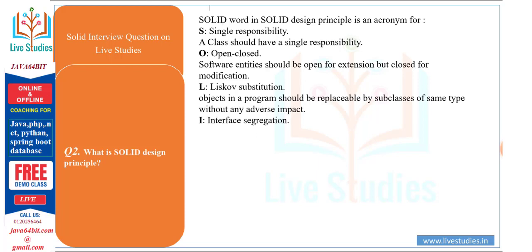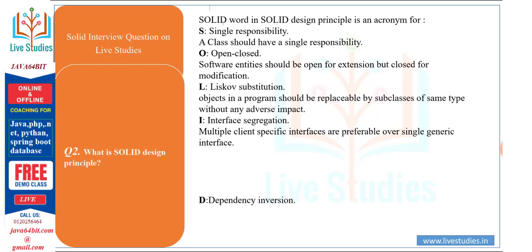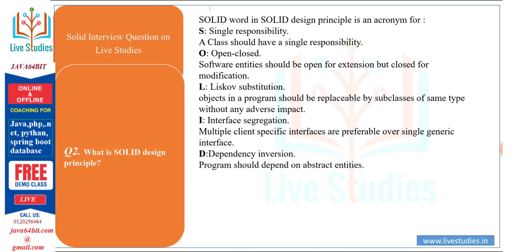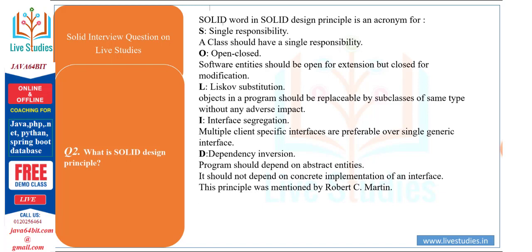Interface segregation, I, means multiple client-specific interfaces are preferable over a single generic interface. Dependency inversion means a program should depend on abstract entities. It should not depend on concrete implementations. This principle was maintained by Robert Martin.